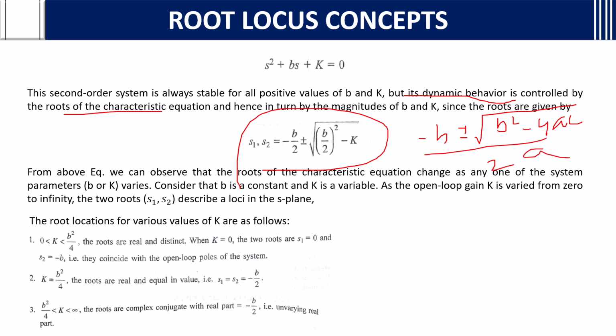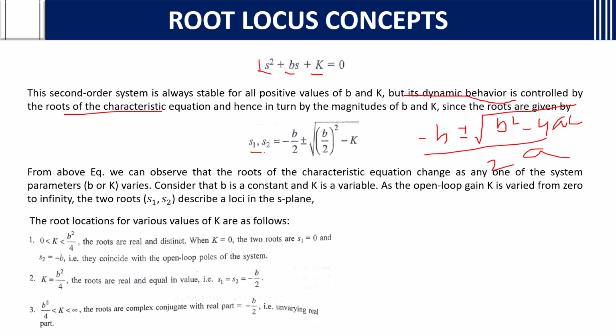Here b is what? b itself, and a is what? 1, as it has a coefficient of 1, and c is what? k. So if you substitute these values, you are going to get a finalized form like this. That is nothing but s1 and s2, two roots you are going to get. From the above equation, we can observe that the roots of the characteristic equation change as any one of the system parameters b or k varies. If b or k varies, the roots will change.